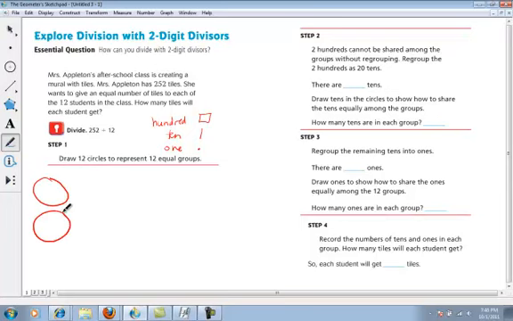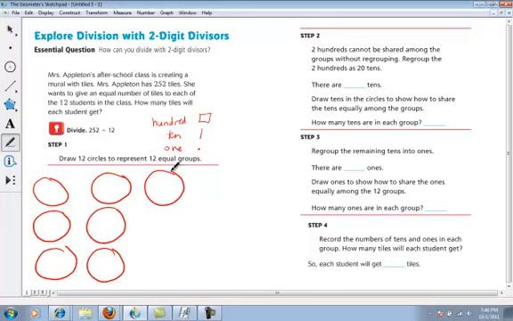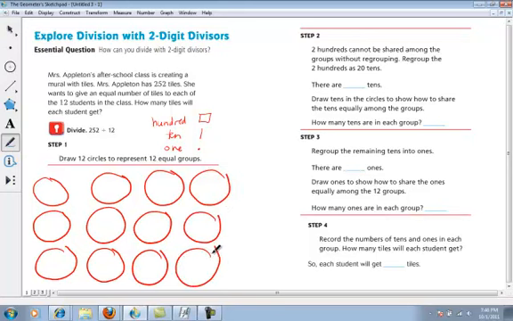1, 2, 3, 4, 5, 6, 7, 8, 9, 10, 11, 12. Now, we're dividing 252, so I'm going to draw that amount right here. To do that, I'm going to have 2 hundreds, 5 tens, and 2 ones. This value is 252. So I have to divide it evenly among these 12 groups.